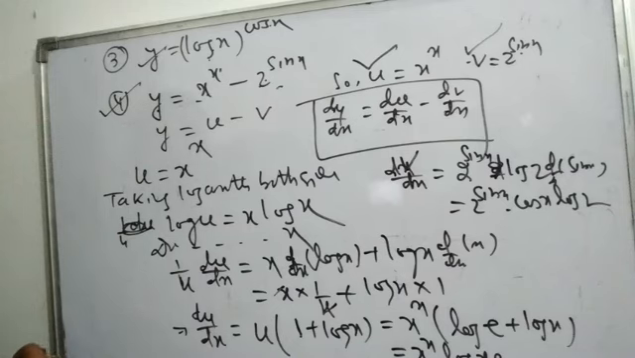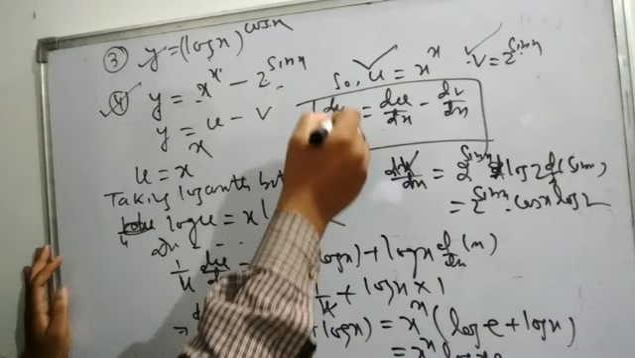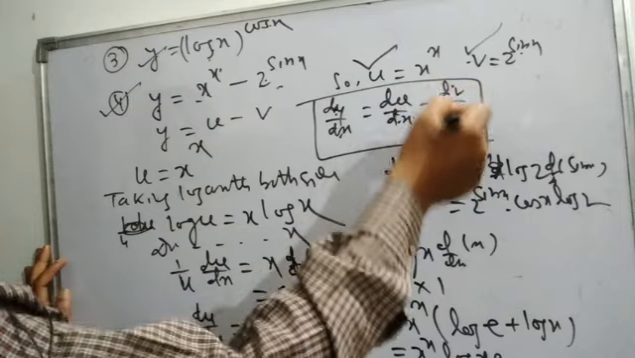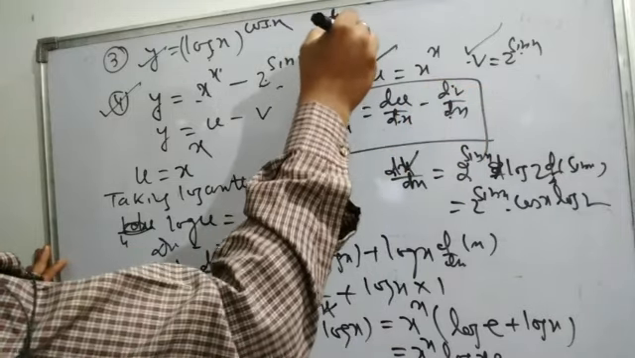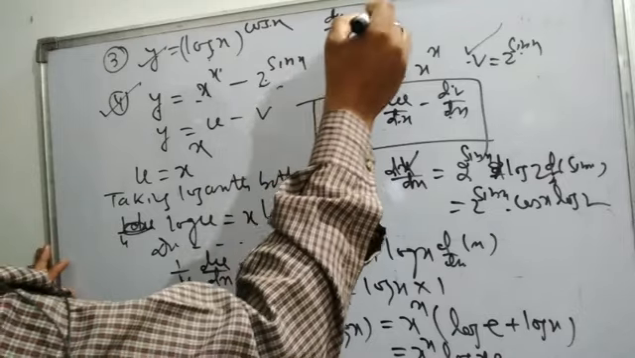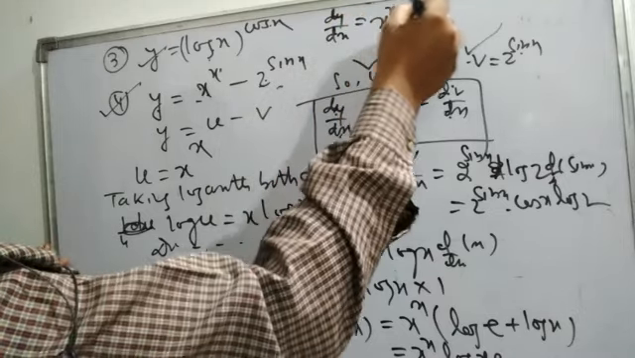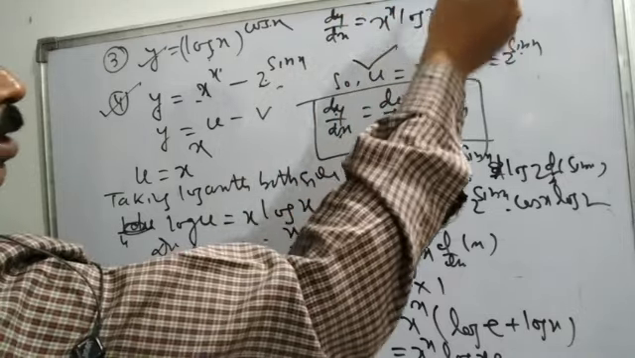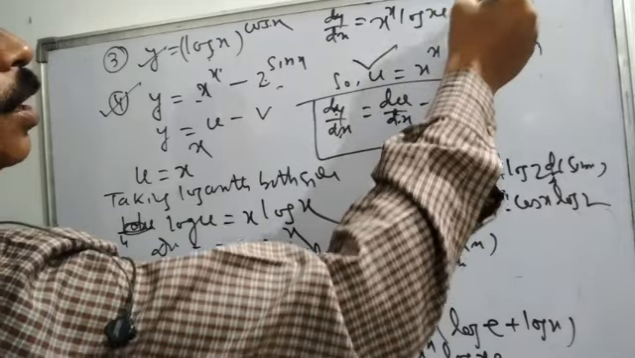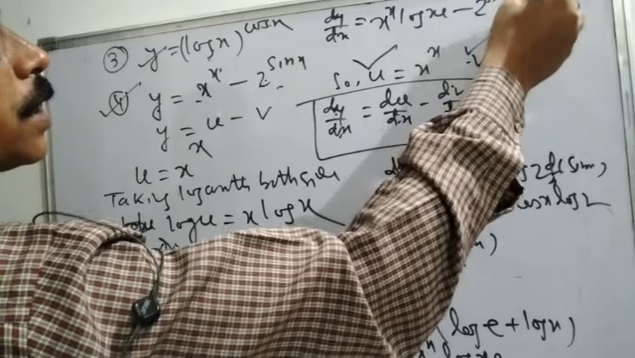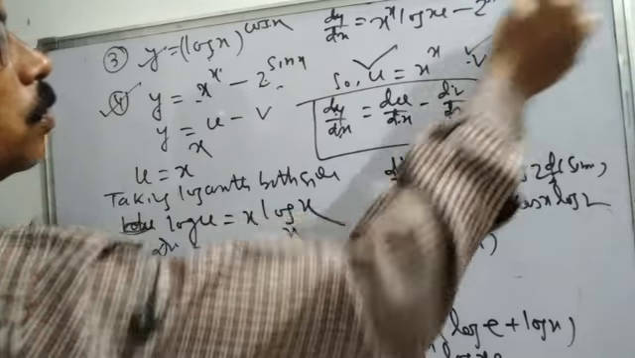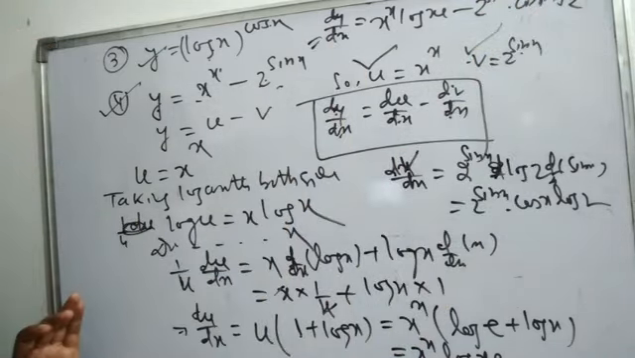Finally, the result will be dy by dx equal to du by dx minus dv by dx. So the result is dy by dx is equal to x to the power x log x, minus 2 to the power sin x into cos x log 2. That's the answer.